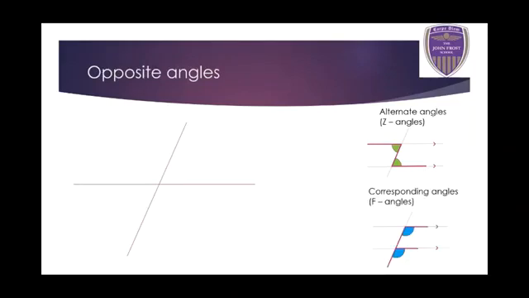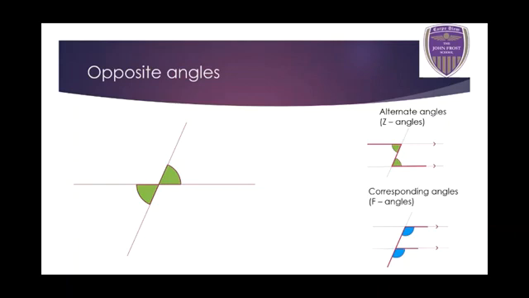The last rule isn't a proper rule. We're not going to spend too much time dwelling on this, but these are just called opposite angles, okay? They're not strictly on parallel lines, but they're true for any sort of shape. If you have two lines crossing each other, they make a sort of X shape like this. The two angles opposite each other will be equal.